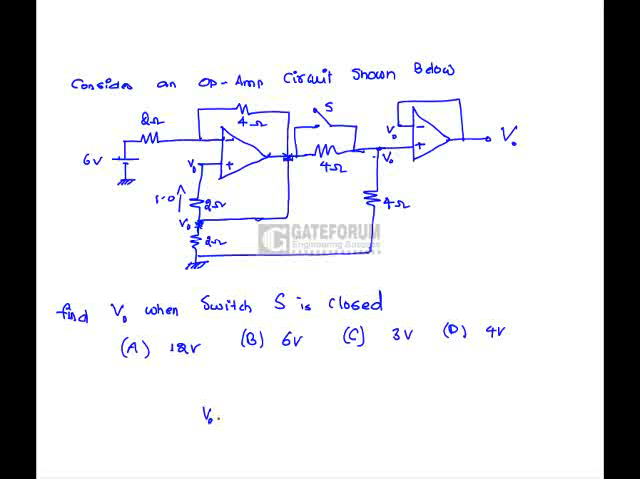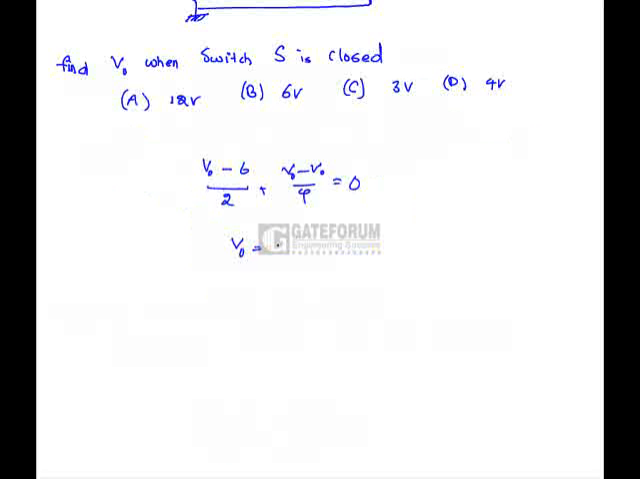So if we apply KCL at this node, (V0 minus 6) by 2 plus (V0 minus V0) by 4 equals 0. V0 is equal to 6 volts. From this, option B is correct.